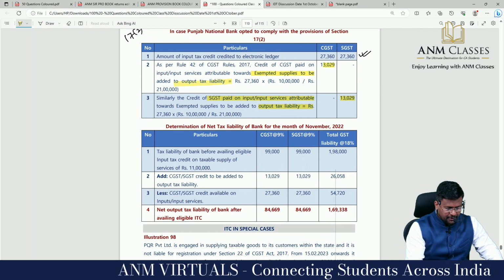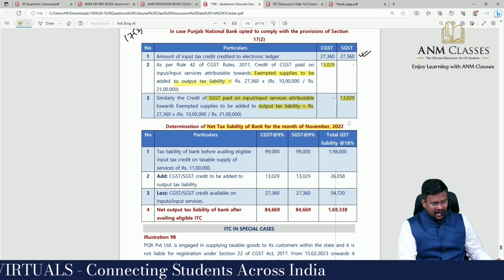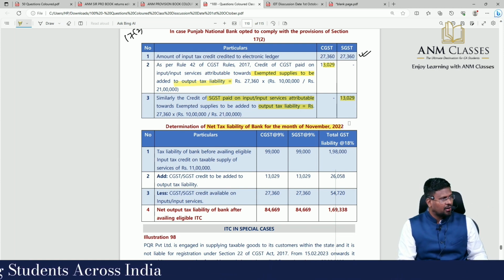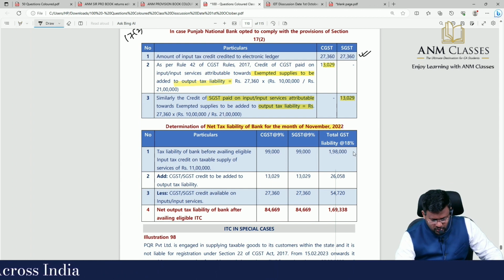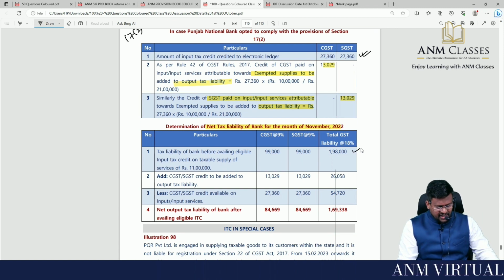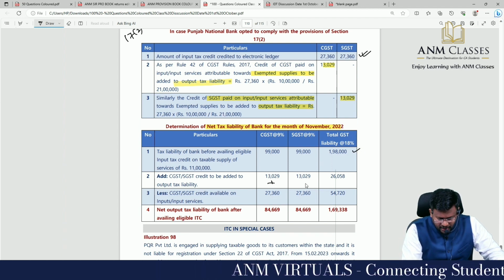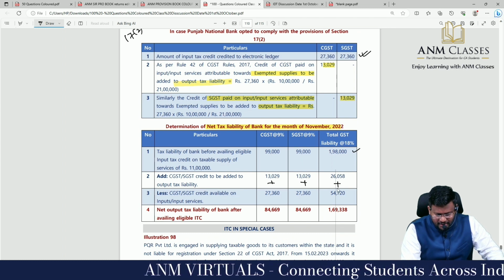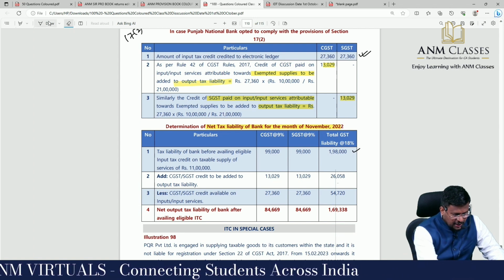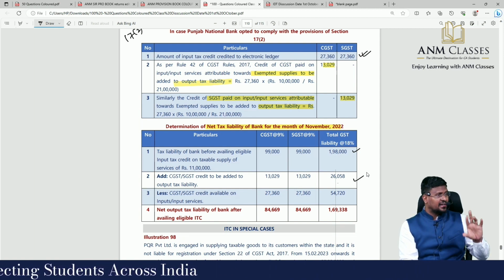Do you agree? So, determination of net tax liability of the bank for the month of November. What is the tax liability of the bank before availing eligible ITC? 11 lakhs taxable supply, output tax how much? 99,000. Add the CGST or SGST credit to be added to output tax liability, 13,029 and 13,029, you will get 26,058. Then less, full ITC you can claim because you have added the ineligible ITC.